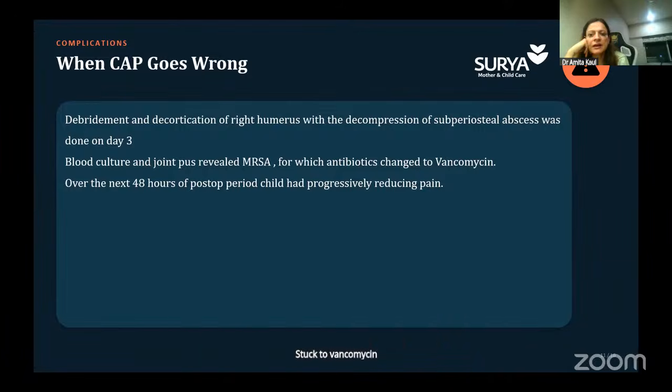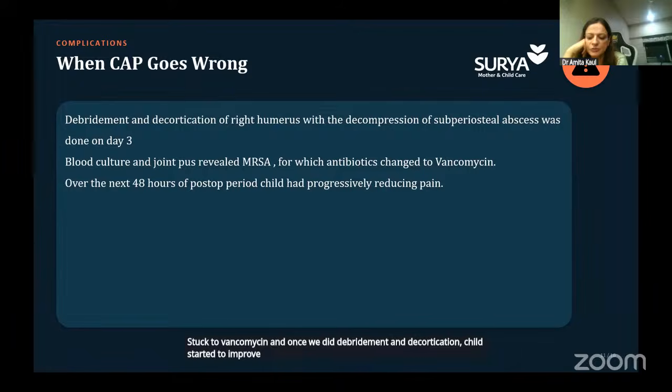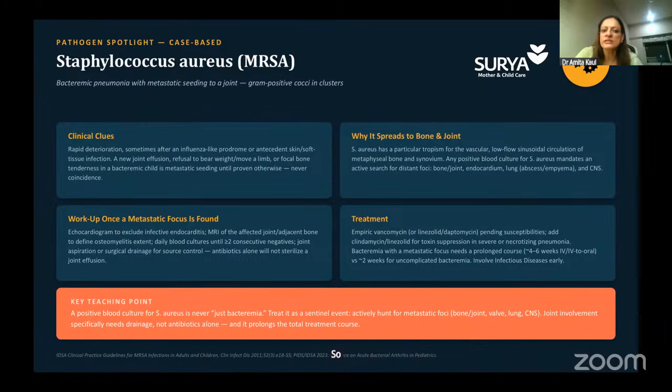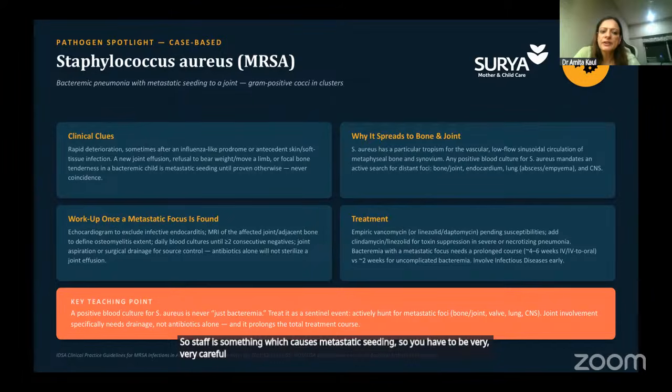And once we did debridement and decortication, the child started to improve drastically. The fever reduced, and gradually the inflammatory markers also reduced. Staph is something which causes metastatic seeding, so you have to be very, very careful. Rapid deterioration is the clinical course, especially after an influenza-like illness, or you should always look for a history of any skin infections.